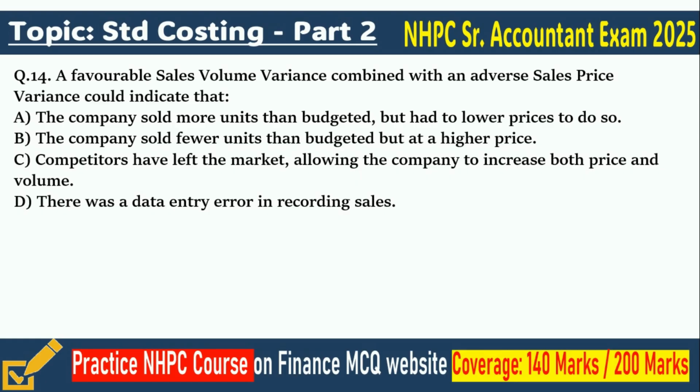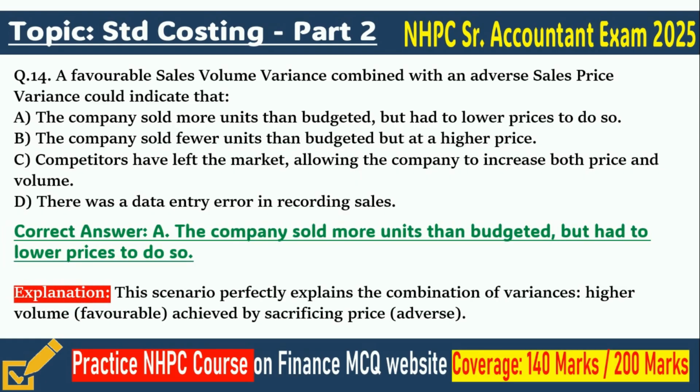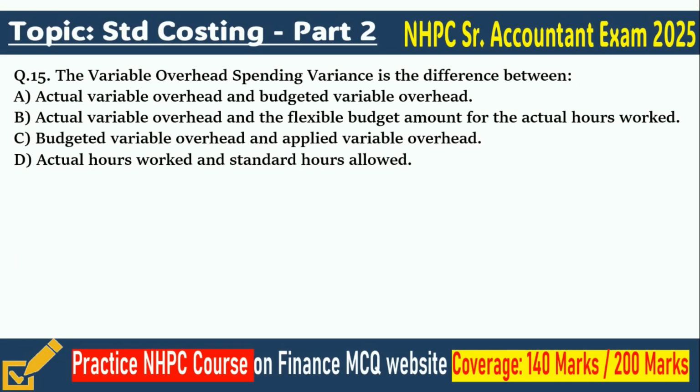The correct answer has to be option A. That says the company sold more units than the budgeted but had to lower prices to do so. So, friend, this scenario perfectly explains the combination of variances of higher volume that is favorable achieved by sacrificing price that is adverse. Moving on.